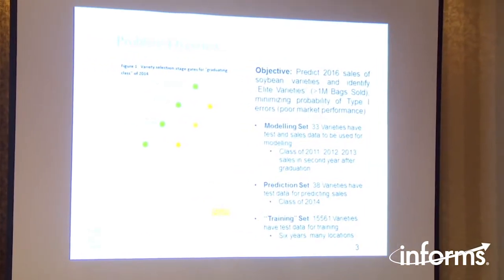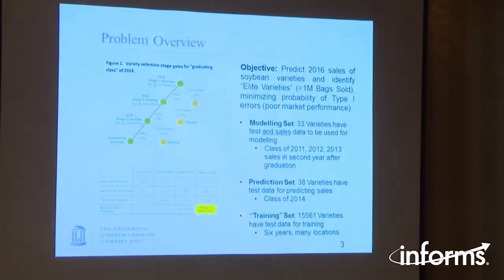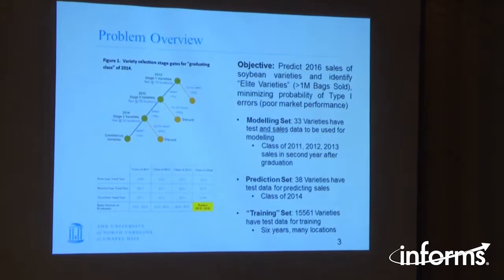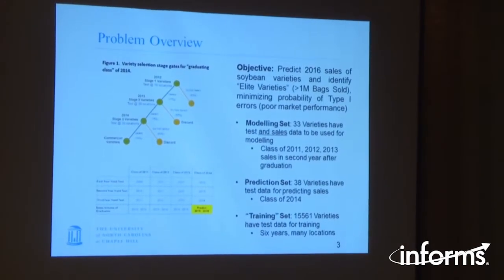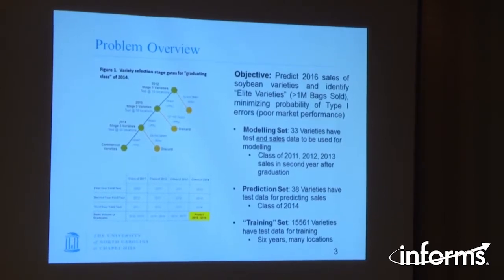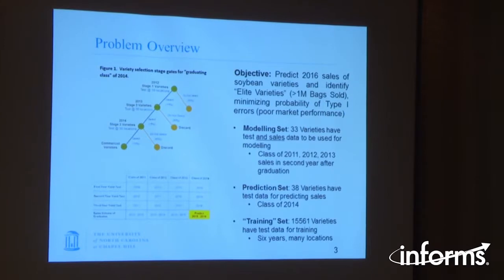So as we all know, this business problem was pretty complicated. We had around 16,000 varieties, and out of those 16,000 varieties, we had close to 38 varieties as part of our prediction set. And our main objective was to recommend close to around 15%, that is not more than 5 varieties out of these 38 varieties to be commercialized.